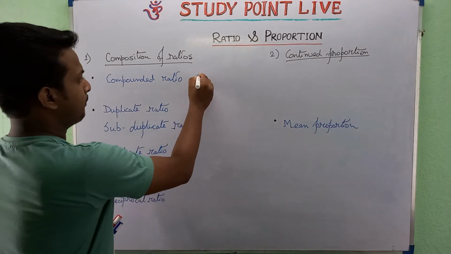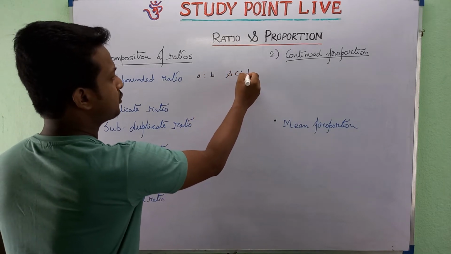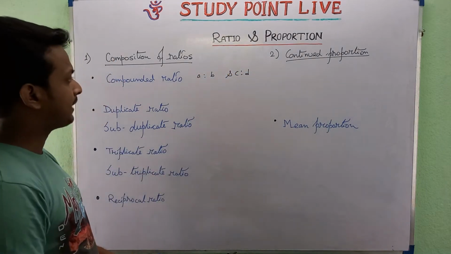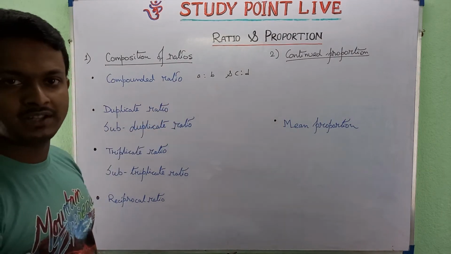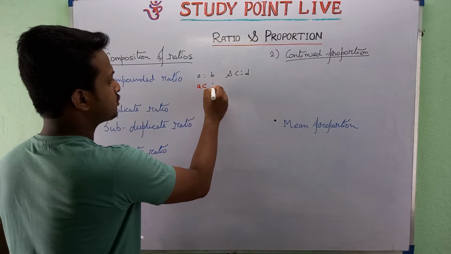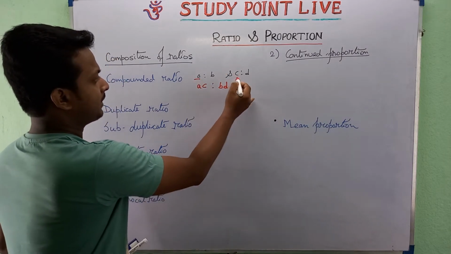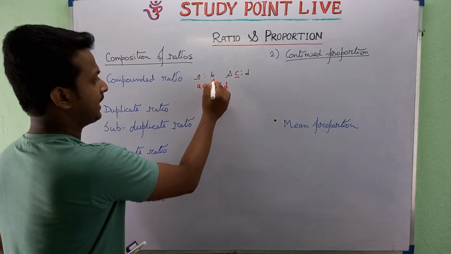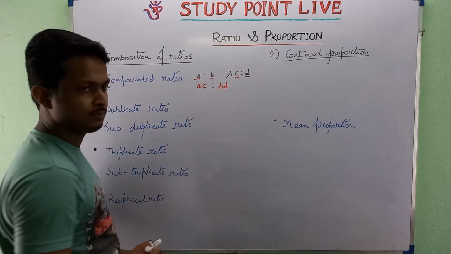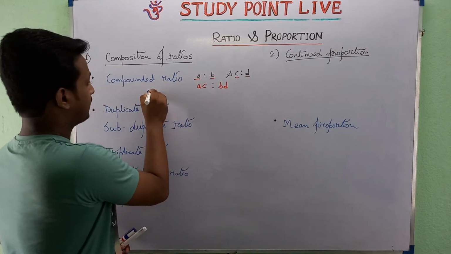Suppose we want to make the compound ratio of A is to B and C is to D. We want to write the compounded ratio of A is to B and C is to D. So it can be written as AC is to BD. It means the first term and the first term, these two will be multiplied, and the second two terms will be multiplied. By the same process, we can also say for three ratios.